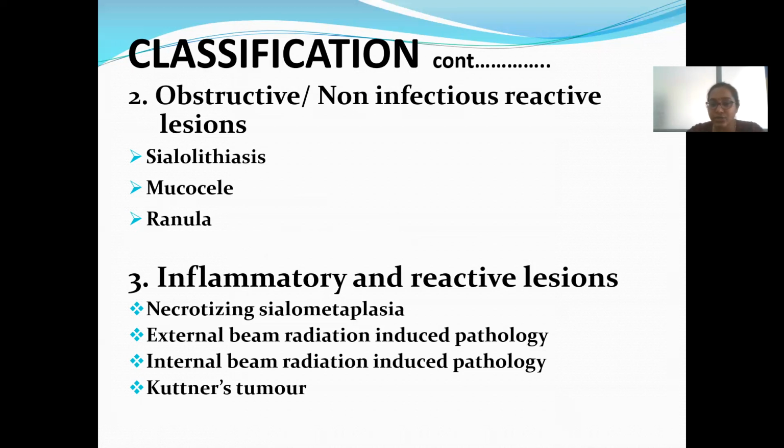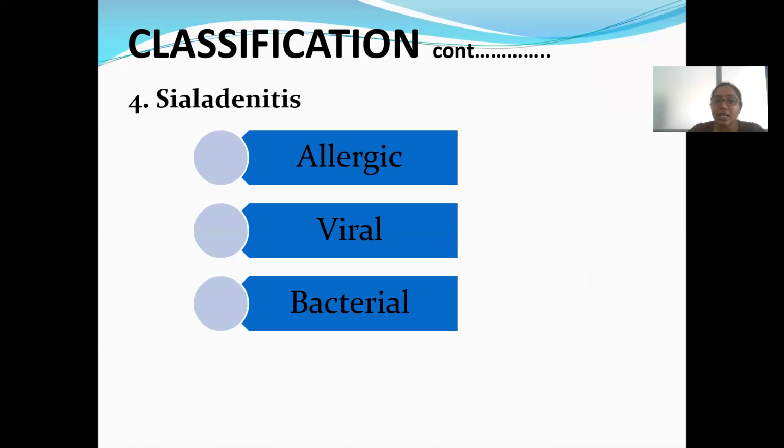Then you have a cutaneous tumor. Then you have another classification called sialadenitis. Sialadenitis is nothing but inflammation of your salivary glands. So this can be due to allergic reactions, or viral infections, or it can be bacterial. Any of these etiologies can cause inflammation of your salivary gland. Usually it causes inflammation of the major salivary glands, or sometimes, in case of allergic reaction, it can even cause inflammation of the minor salivary glands.